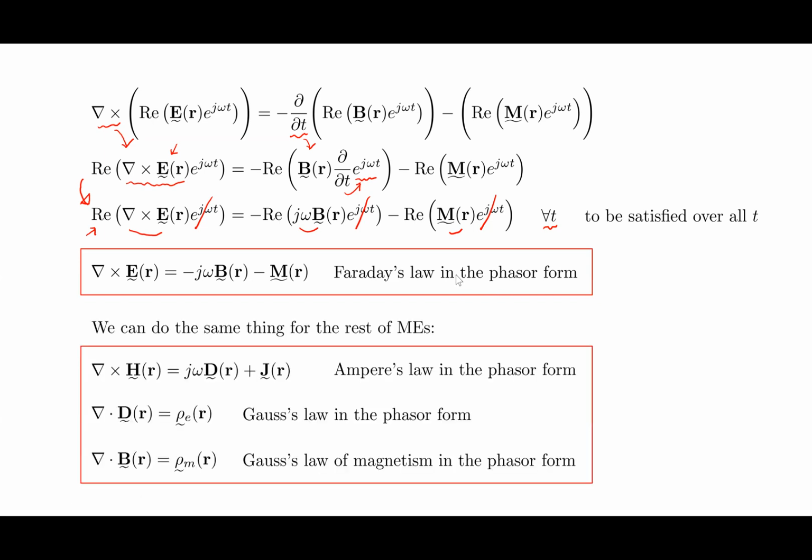We can perform the same procedure to derive the rest of Maxwell's equations in the phasor form, meaning that we can represent the original fields in the phasor form, plug them into the corresponding Maxwell's equation, and then derive the phasor form of Maxwell's equations. So are there any questions so far?